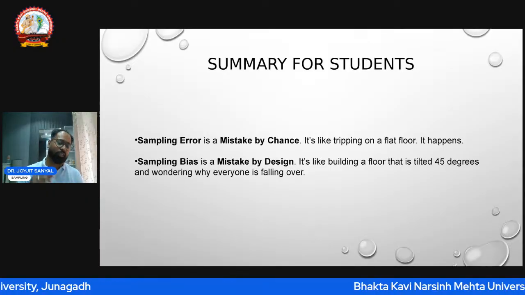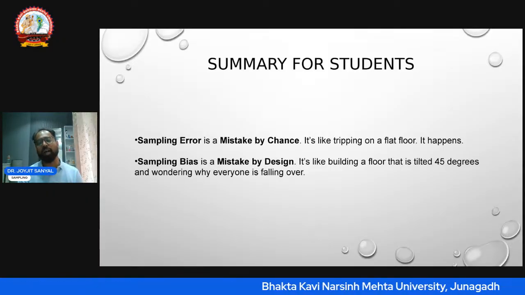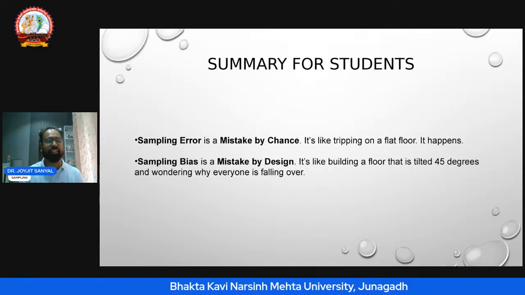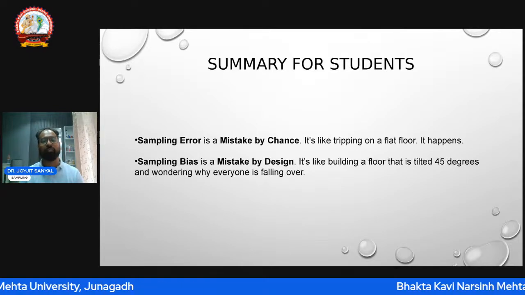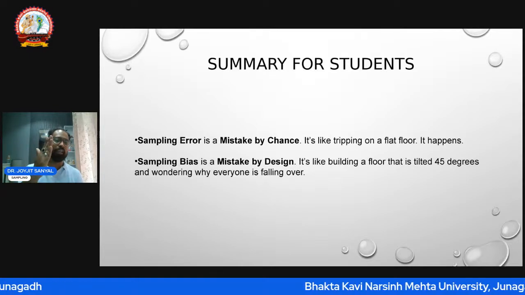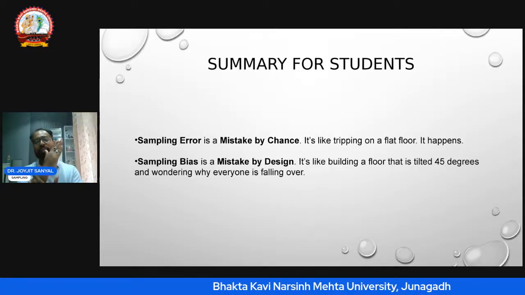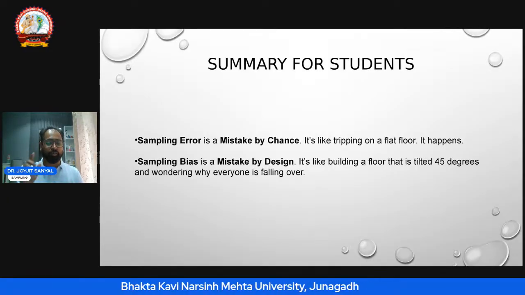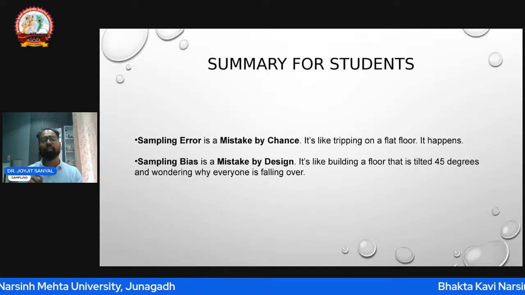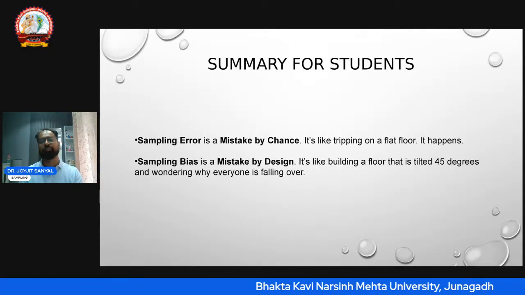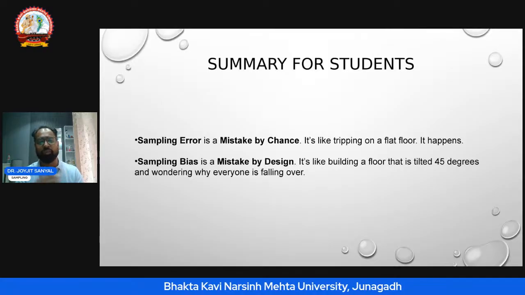And the dangerous thing is the sampling bias. It's a mistake by design. So it's like building a floor that is tilted 45 degrees and wondering why everyone is falling. So if your building is tilted, definitely you are going to trip. So it means that your foundational research design was improper. You did not follow proper research design. As a result, your research is going nowhere, right?